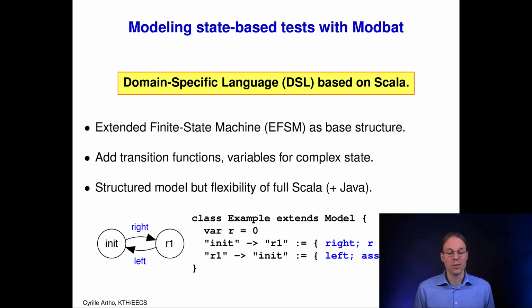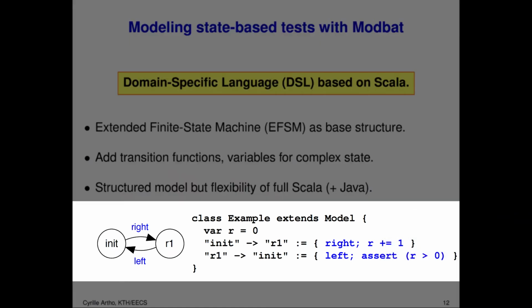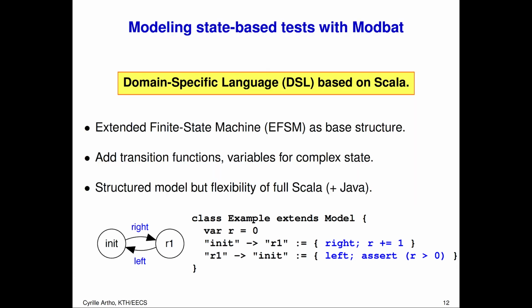Now, if you would like to try out model-based testing, then I encourage you to try out the tool Modbat. Modbat uses a domain-specific language, or DSL, based on Scala, which models what's called an extended finite state machine. So we have finite state machines with states and transitions, and in addition to these states and transitions, we have variables and expressions where we can track extra state in the model, not just what's in these bubbles, but we could have, for example, a counter. And we can also use these values in function calls and use them to verify the result.